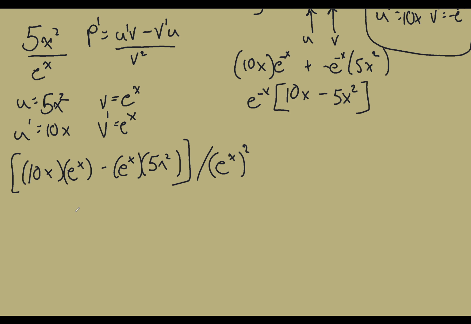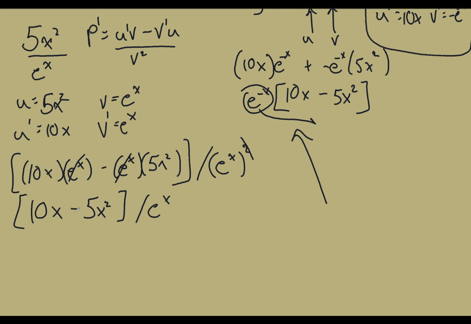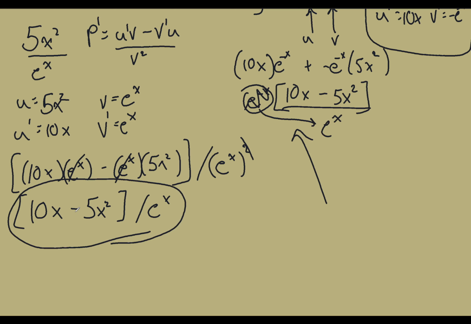Okay. Now, how do we separate this? Well, there is an e to the x in everything. So we can say 10x minus 5x squared, and all of that is divided by e to the x. And you may notice that in our product rule version, I could have brought this underneath and written it as over e to the positive x, and that would be the same answer as this. So what I'm trying to show you is that the product rule versus the quotient rule, they're two sides of the same coin with algebra between them.